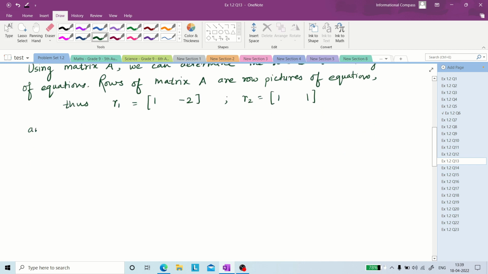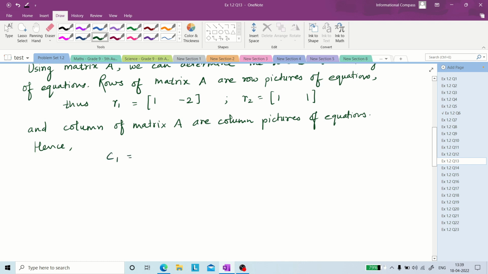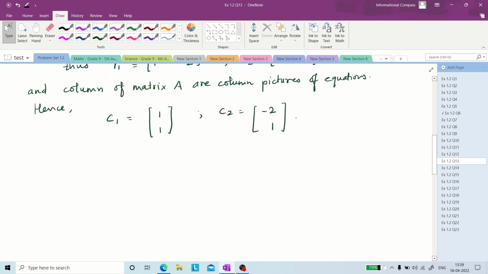And similarly, the columns. So now yes, you can guess this. Columns of matrix A are column pictures of equations. Hence, what will it be? C1 is equal to 1, 1 if you consider the matrix A, and C2 will be minus 2, 1. Okay, so these are the row and the column pictures, the matrix basically formed.